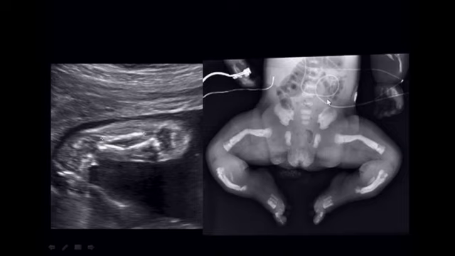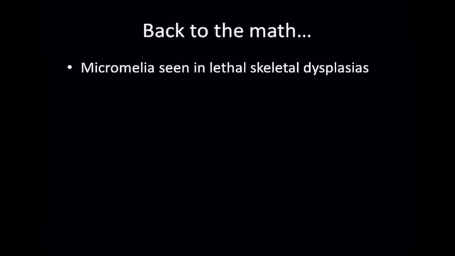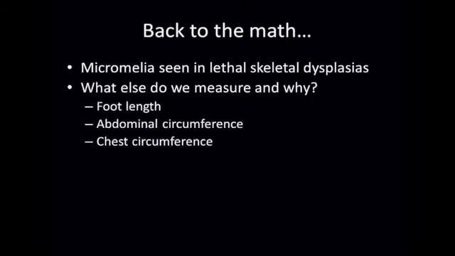All right, we mentioned the math, and I keep going back to that. So micromelia really is tiny limbs. The smaller the limbs you have, the more likely you are to have a severe skeletal dysplasia. And remember, we said if the standard deviations are greater than 6 below the mean, the final diagnosis may not be apparent, but the prognosis is always bad.